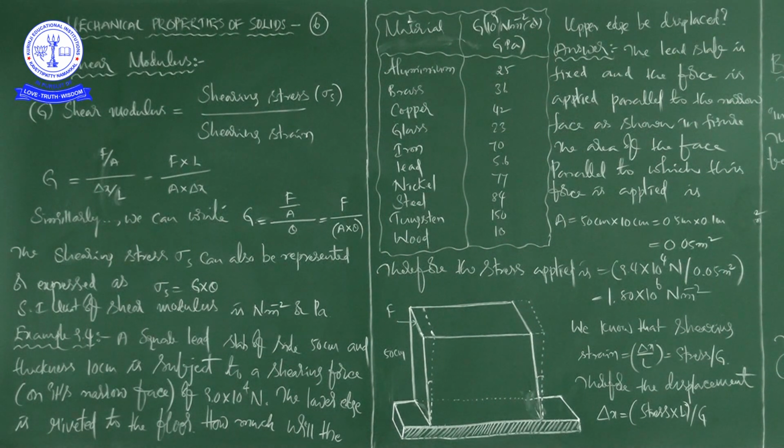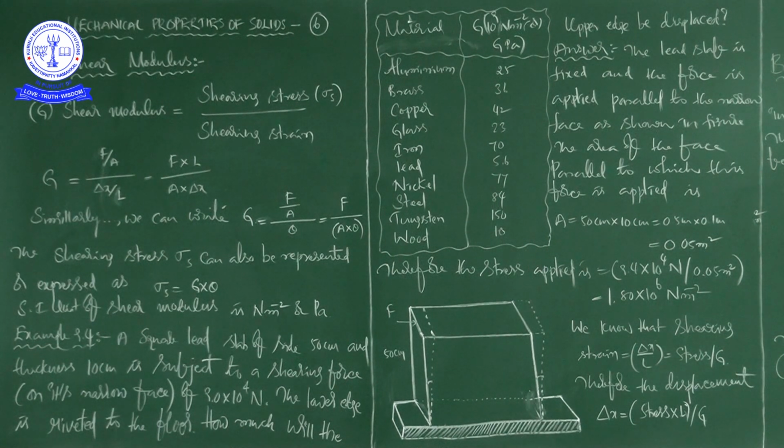Why? Strain has no unit and no dimensional formula. That is the reason the unit and dimensional formula of shear modulus are the same as those of stress. I can repeat once again: the unit and dimensional formula of shear modulus is the same as shearing stress, because shearing strain has no unit and no dimensional formula. It is like a pure number. Next, the shear moduli of a few common materials.